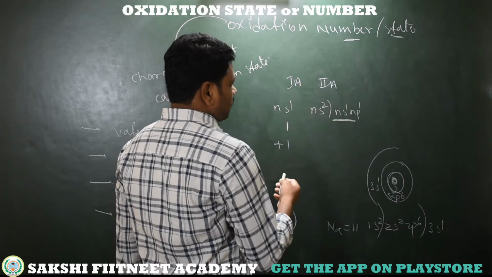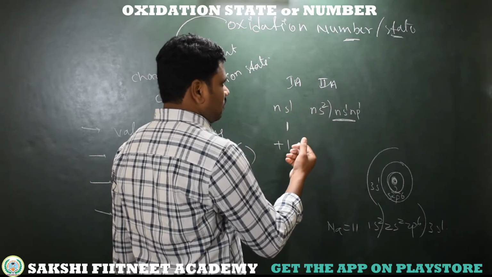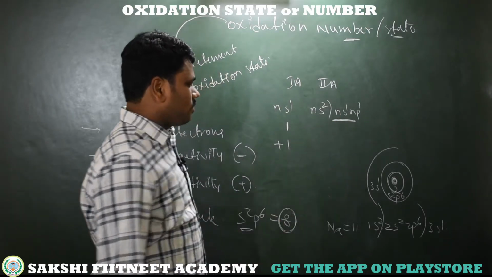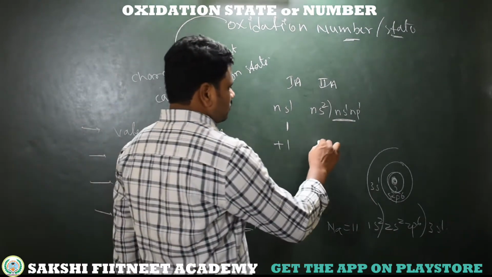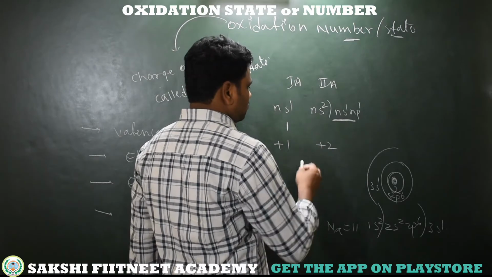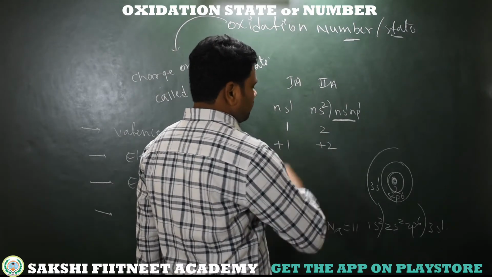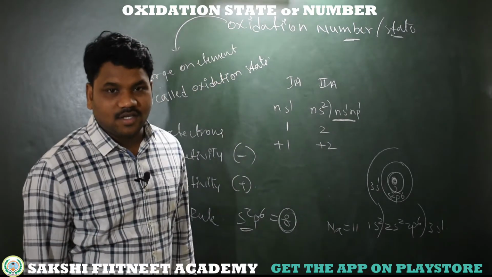Two valence electrons means these are obviously metals, which show more electropositive character. So they are ready to donate 2 valence electrons. Second group elements show a +2 oxidation state because of having 2 valence electrons.